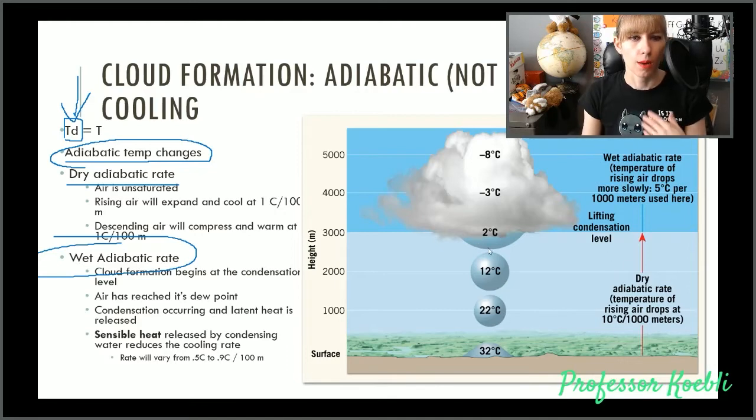Okay. But cloud formation will begin at the condensation level, which we're going to say is about here. At this point, you're going to have reached the dew point. Condensation will begin occurring, and latent heat will be released. And then you get sensible heat, which is released by condensing water, reducing the cooling rate. Basically, meaning that as the water condenses, because it's heating the atmosphere and releasing heat, it's no longer going to cool at 1 degree Celsius per 100 meters. It now will be something more like 0.5 to 0.9 degrees Celsius per 100 meters.